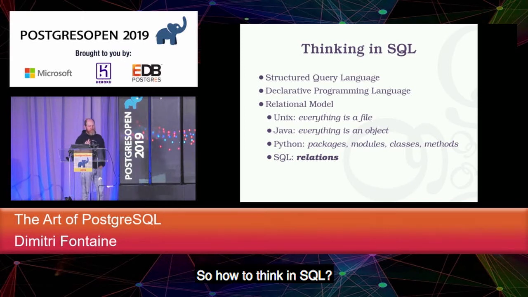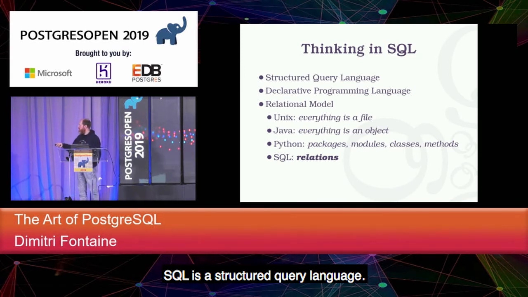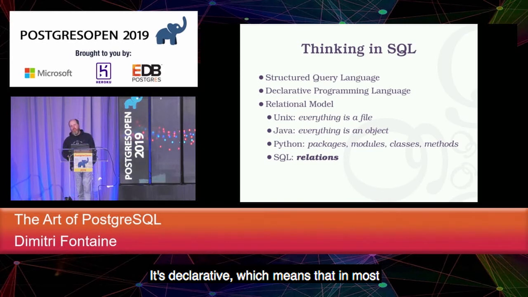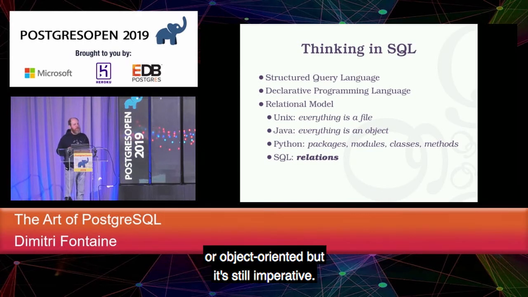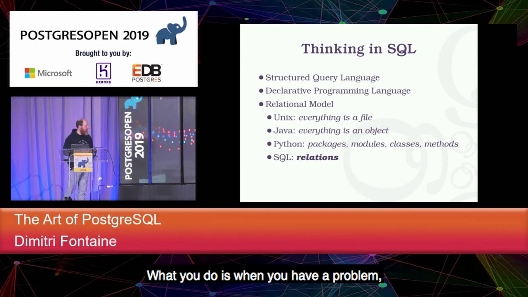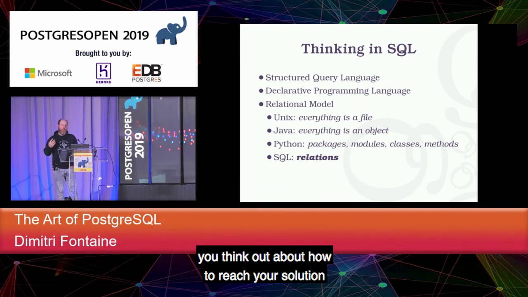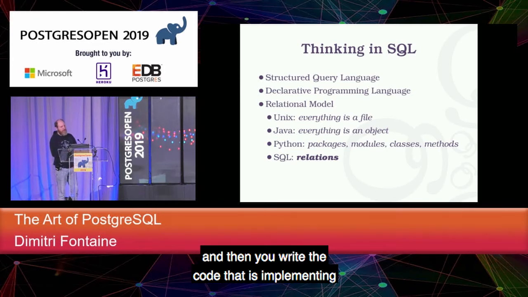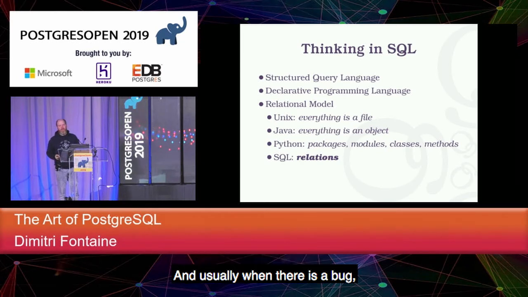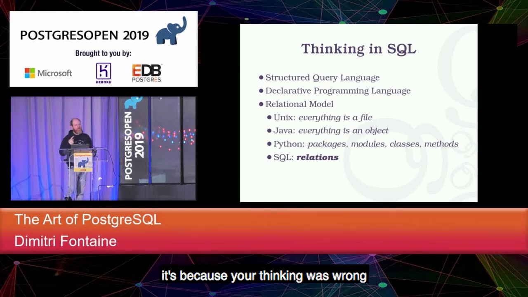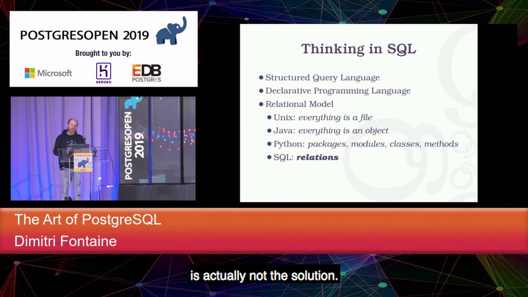So how to think in SQL? SQL is a structured query language. It's declarative, which means that in most programming languages, it's imperative or object-oriented, but it's still imperative. What you do is, when you have a problem, you think hard about how to reach a solution, and then you write the code that is implementing what you think is going to be the solution. And usually when there is a bug, it's because your thinking was wrong, and what you thought would be the solution is actually not the solution.